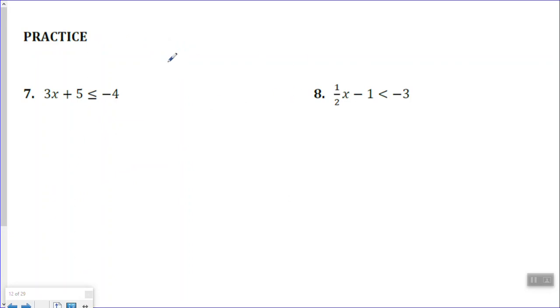So you have these practice problems. Just be careful: just because you have a negative number doesn't mean you switch the sign. Only when you divide or multiply by a negative number do you switch the sign. If the numerator is a negative number, you don't switch the sign.